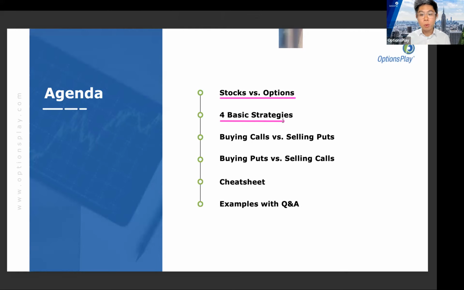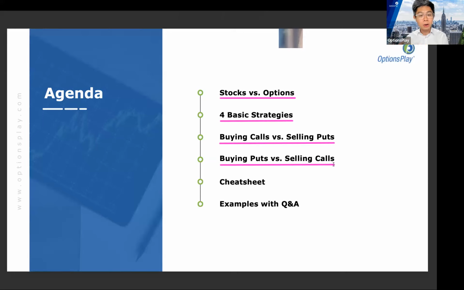Then I'm going to break down the 4 basic strategies: buying calls, buying puts, selling calls, selling puts. It's important to understand the difference between buying versus selling options for calls and puts. And we're going to break this down into 2 strategies at a time: bullish strategies, buying calls and selling puts, and then bearish strategies, buying puts and selling calls. Now, these 2 sets of strategies are fairly mirror images of each other. So once you understand the first 2, the second 2 become much easier to understand.